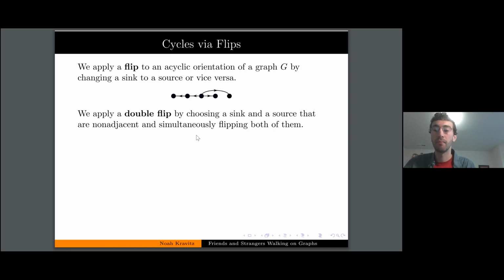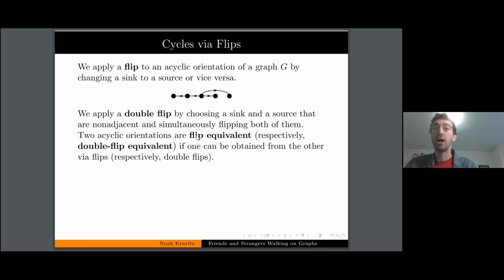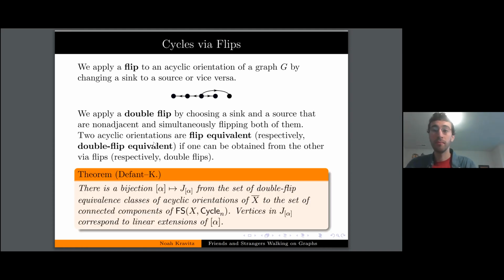And then we can define this notion of flip equivalence and double flip equivalence on acyclic orientations if you can get from one acyclic orientation to another by a sequence of flips or respectively double flips. So these flip equivalence classes of acyclic orientations are also known as toric acyclic orientations and are pretty well studied, but these double flip equivalence classes are new. And now I can state our theorem, which tells us about the connected components of the friends and strangers graph of X with a cycle.